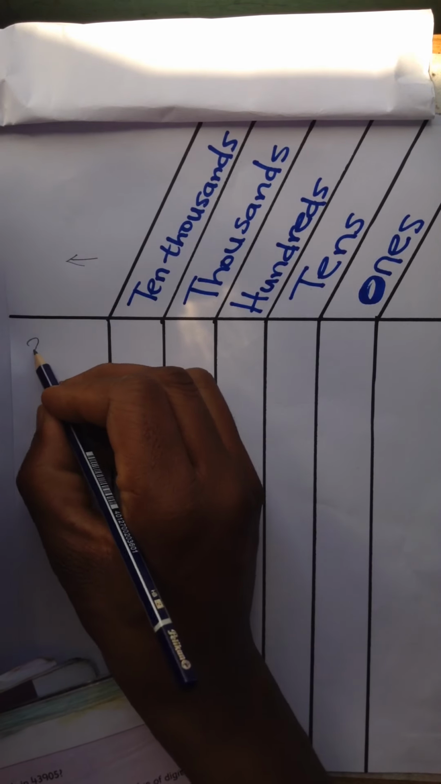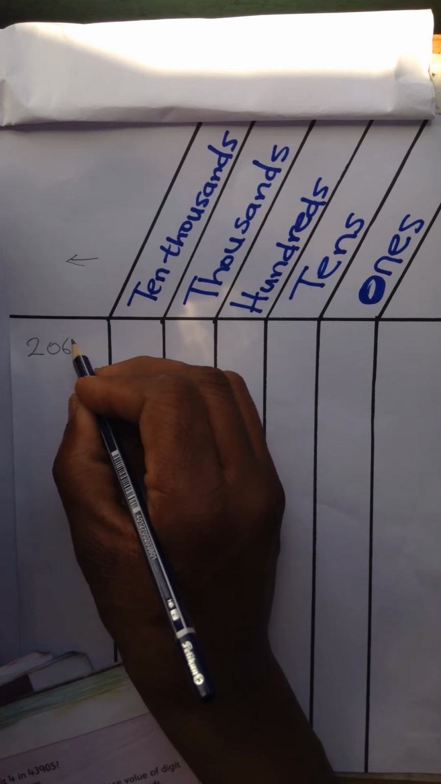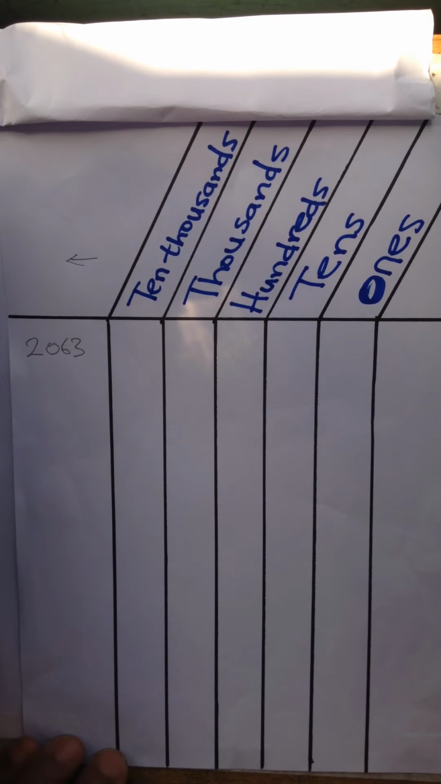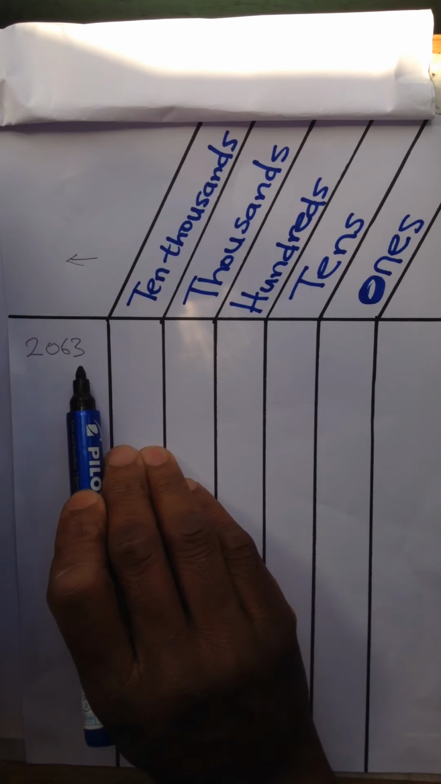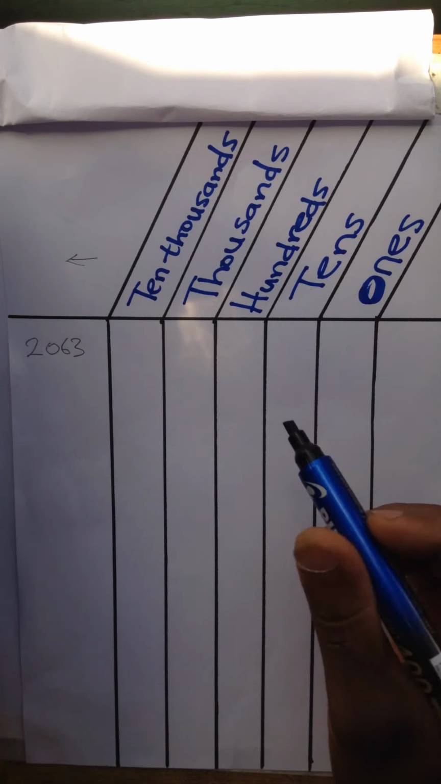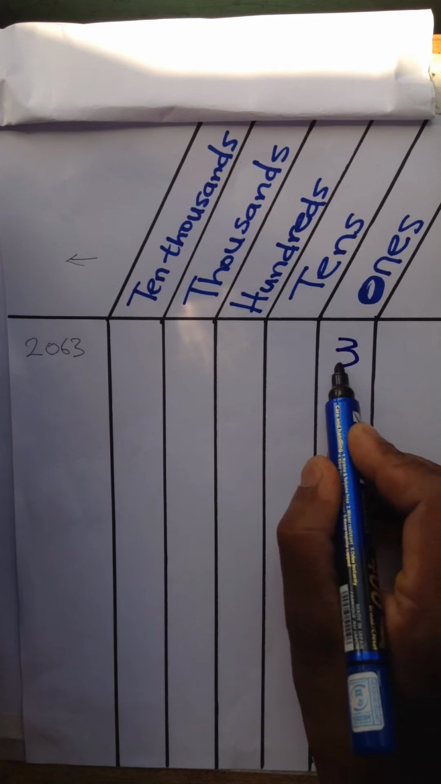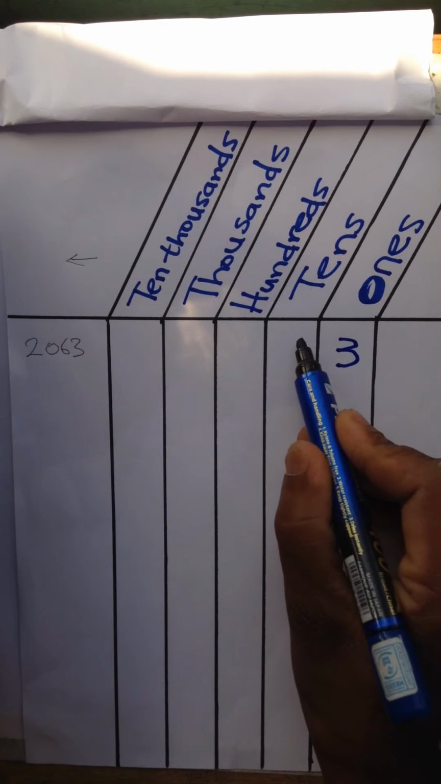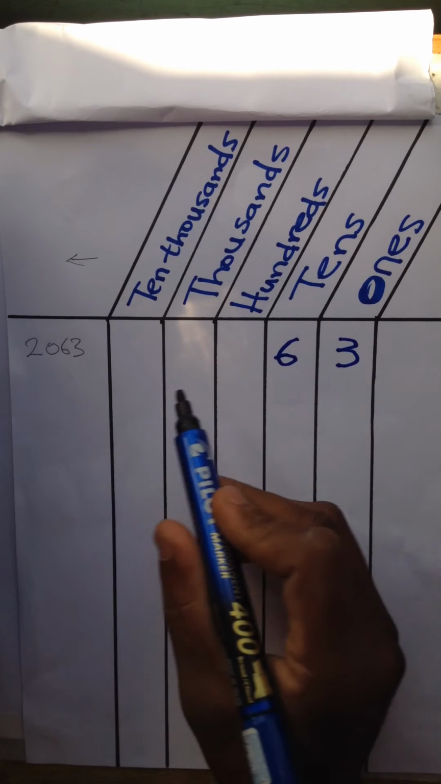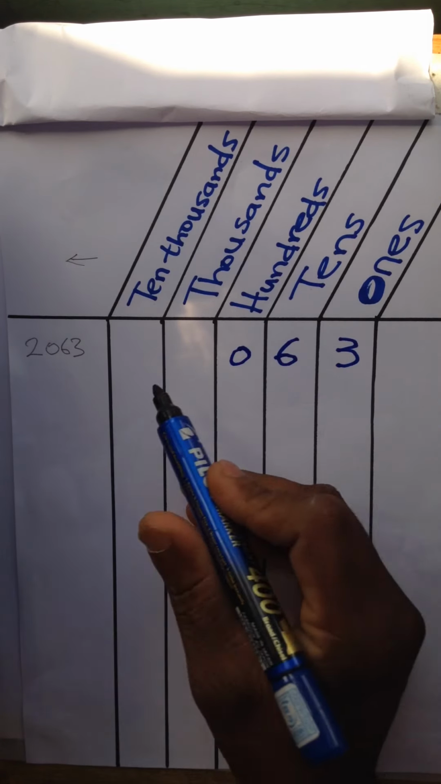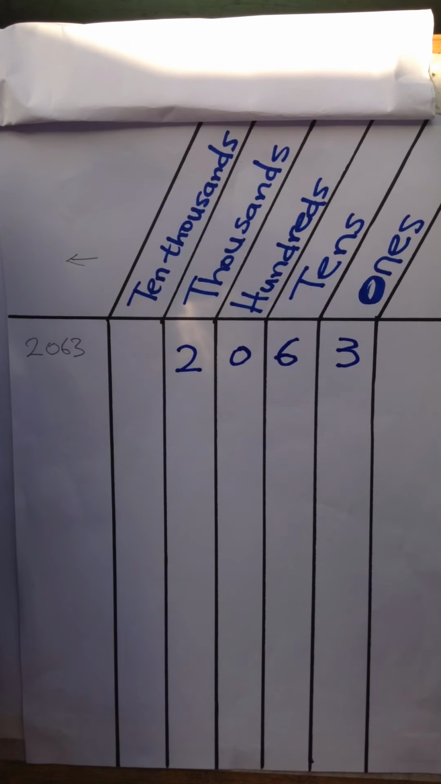Now let's take an example of a number, 2063, and look at how we can represent it on a place value chart. We start from the rightmost digit, 3, and put it in the ones. Then we go to the next one, which is 6, and put it in the tens. We put 0 in the hundreds, and then we put 2 in the thousands.